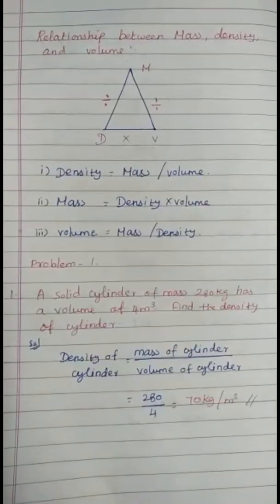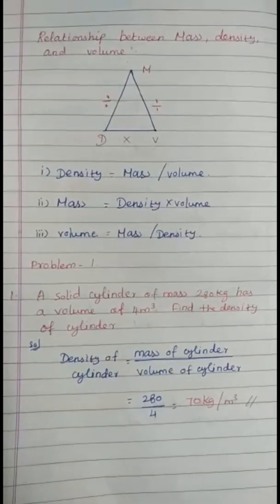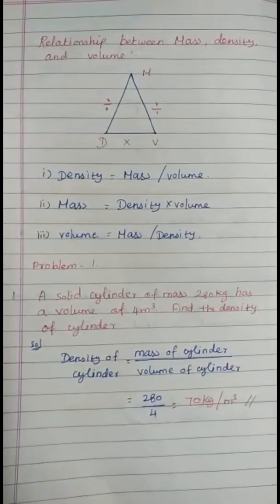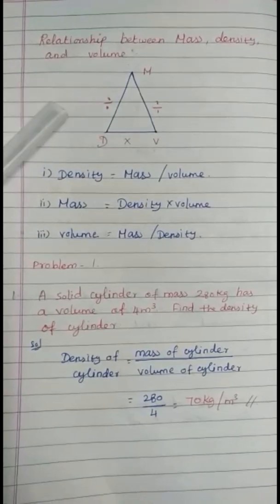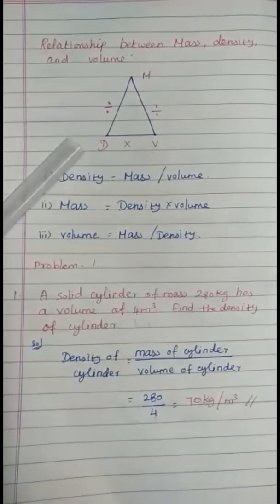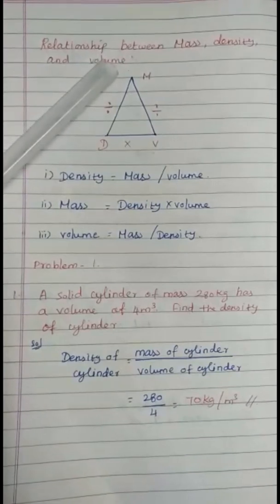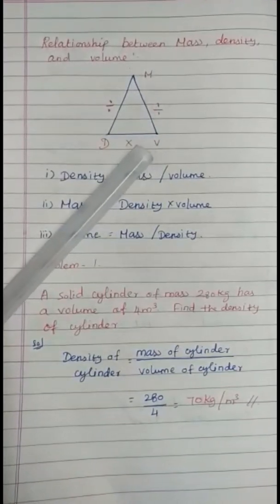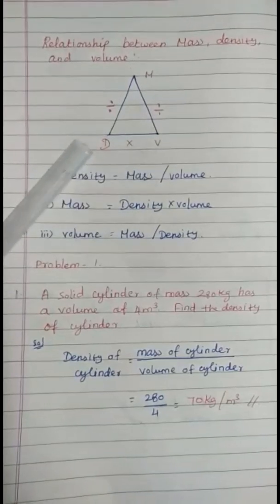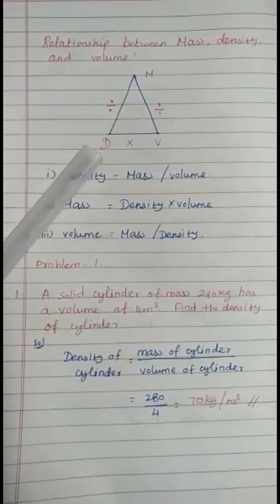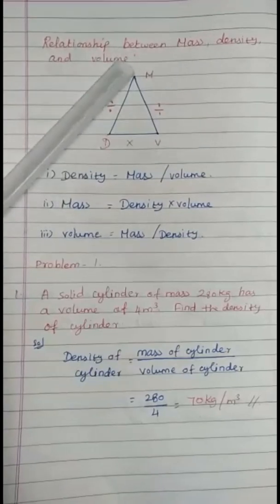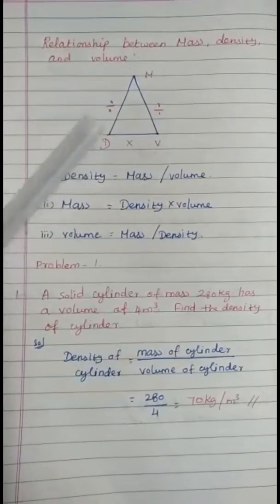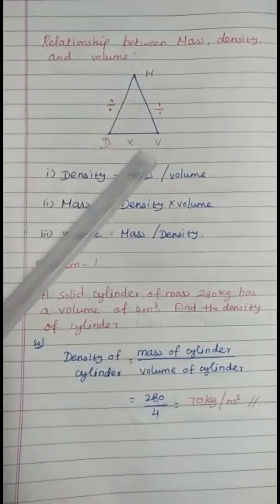The relationship between mass, density and volume is represented in the density triangle. D for density, M for mass, V for volume. Suppose we want to know the density of a substance, the density formula is mass divided by volume.